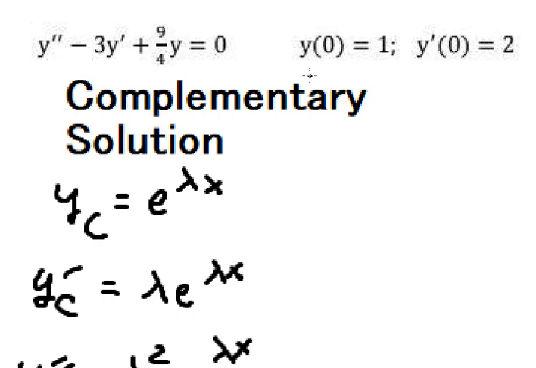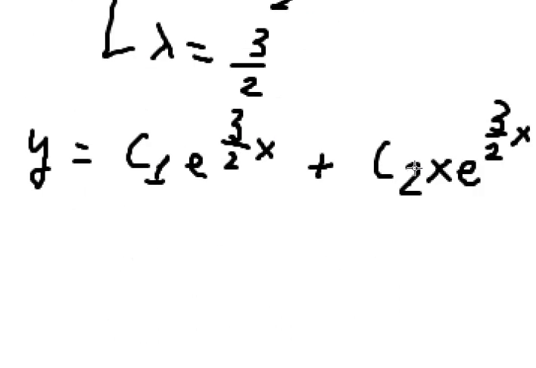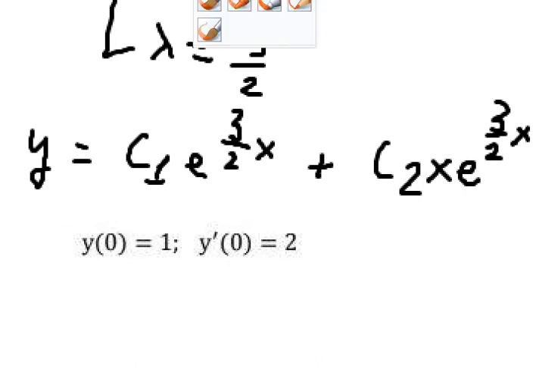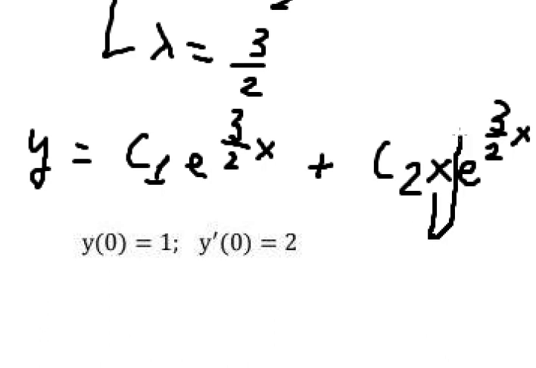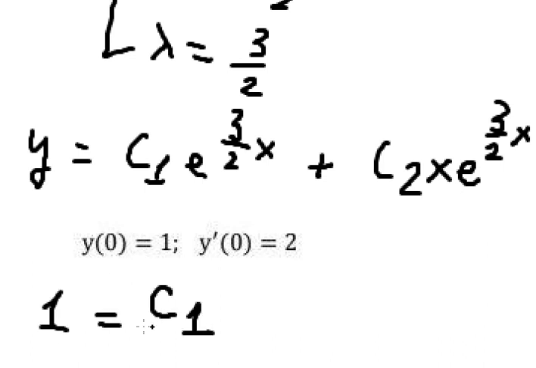Now we have the conditions. Now if we put number 0 in here, number 0 in here, we will have c1. Because this one you get 0, that's why everything equals number 0. And this one, e to the power of 0, you get number 1. So y0 you get 1 in here. So we have c1 equal to number 1.